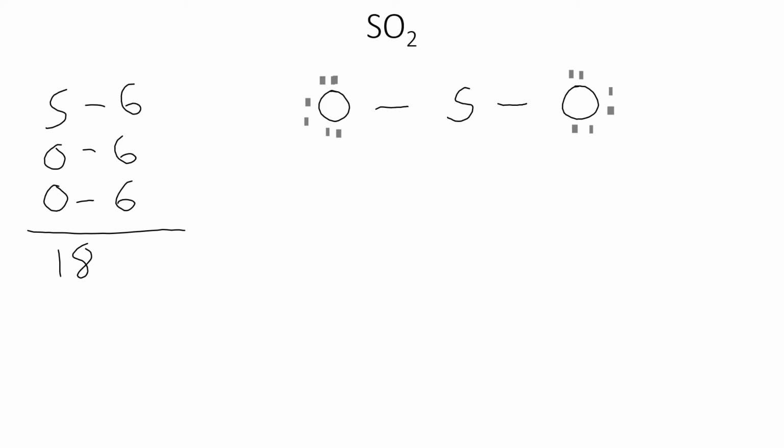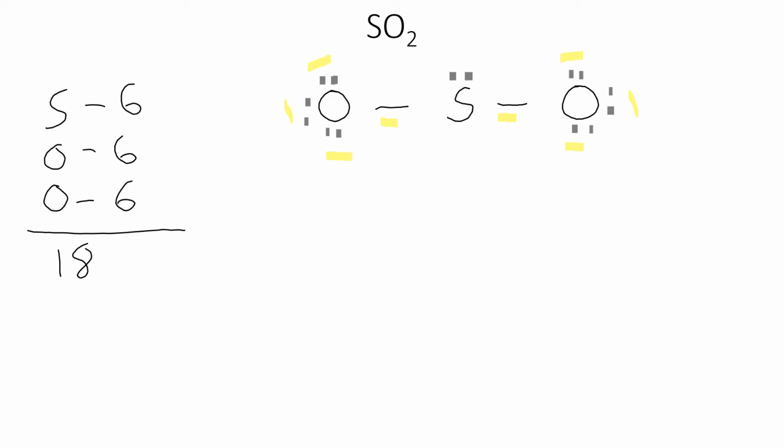So then you would check and see how you have been doing. You'd start doing your checks. Do you have 18 electrons? Well, 2, 4, 6, 8, 10, 12, 14, 16. No, we're short 2 electrons. When we're short 2 electrons, what do we do? Well, we would add 2 electrons as lone pairs on the central atom. So we would add in a lone pair on the sulfur.